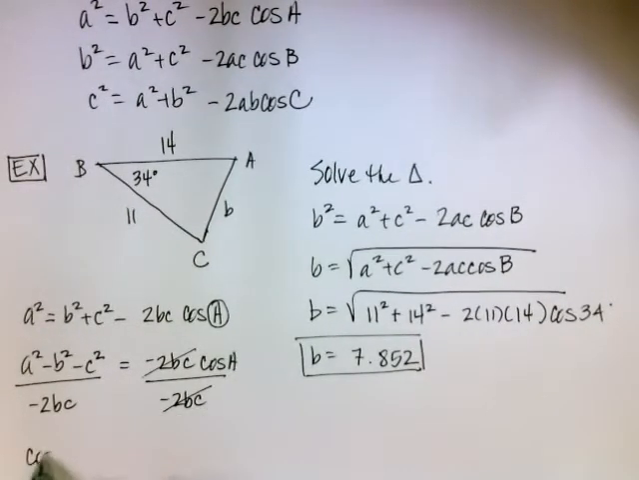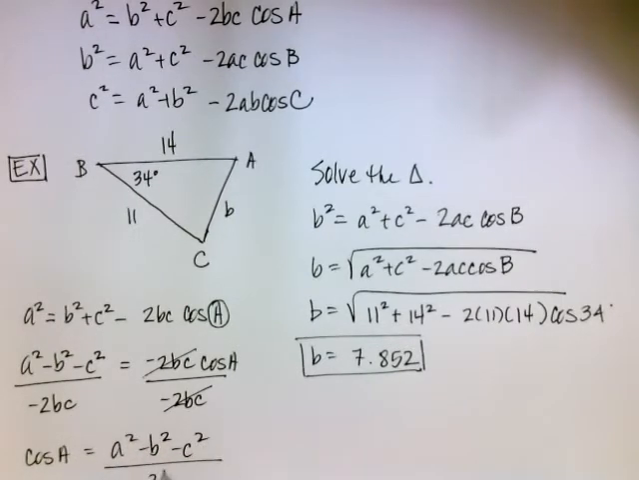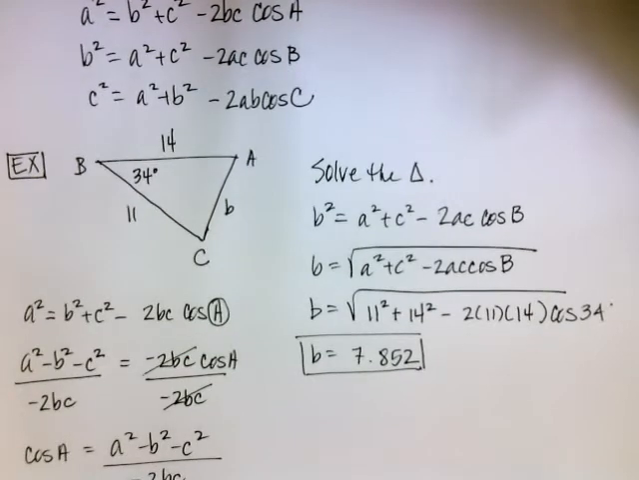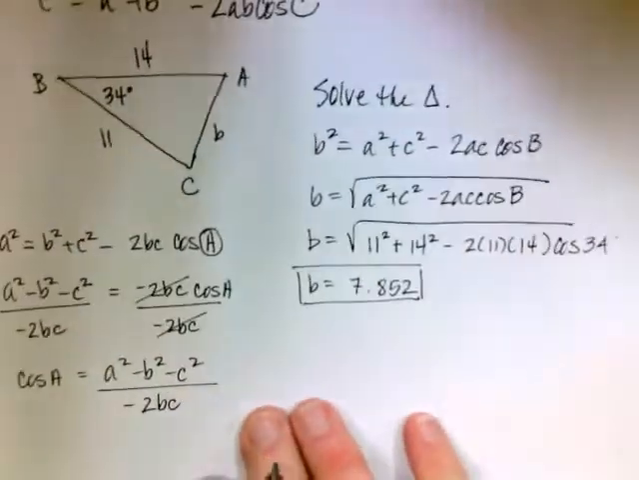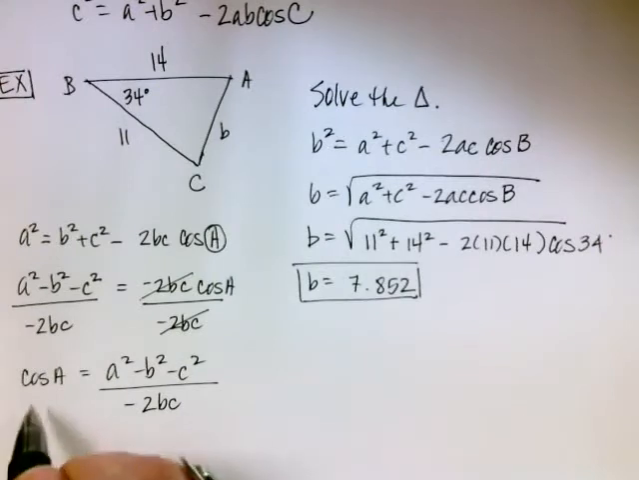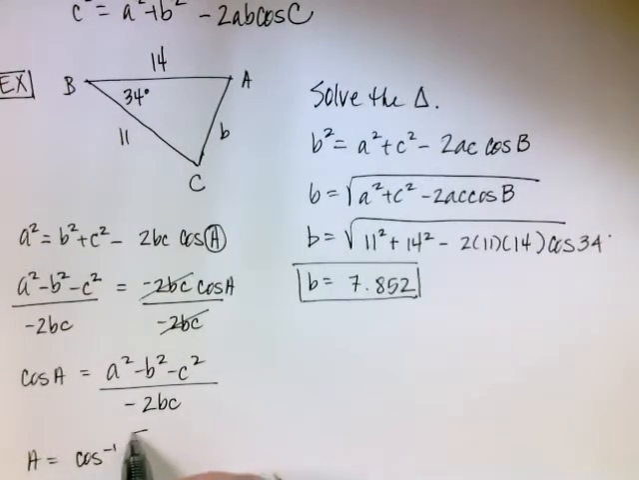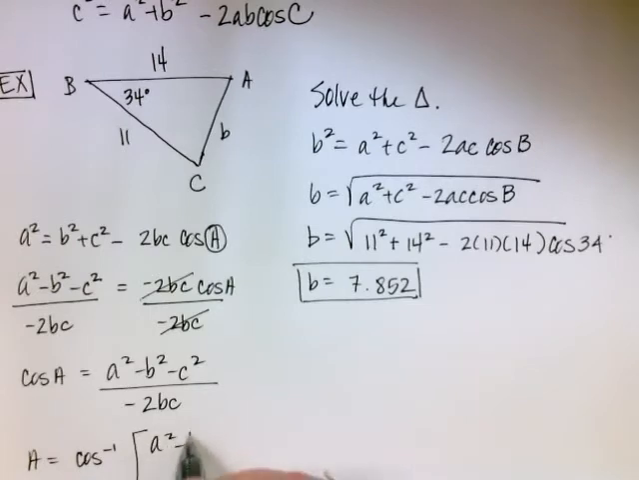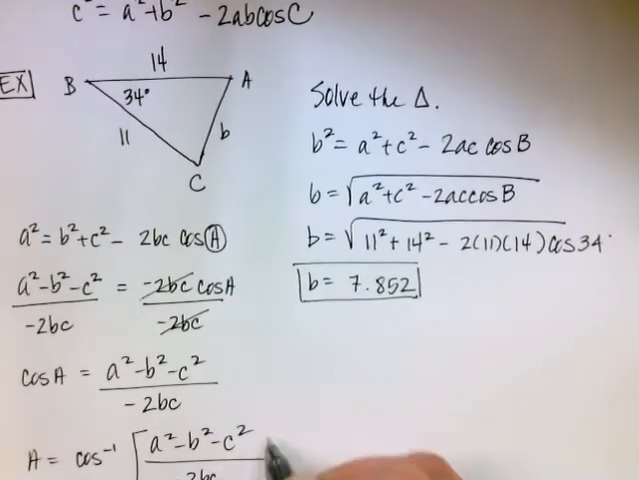So I get the cosine of A is equal to a squared minus b squared minus c squared over a negative 2bc. To be able to solve for A, I can't divide by the cosine, but I can take the inverse cosine of this. So a squared minus b squared minus c squared over a negative 2bc.